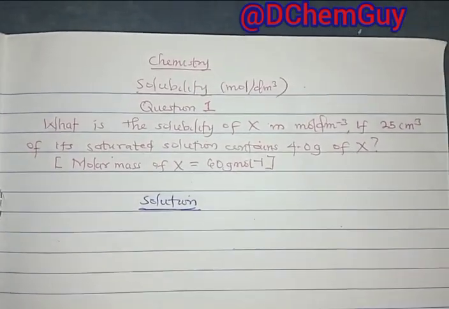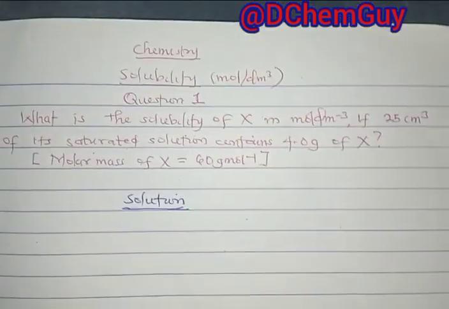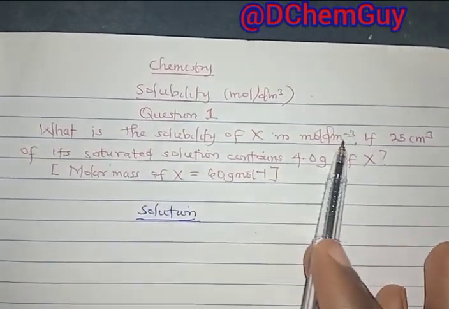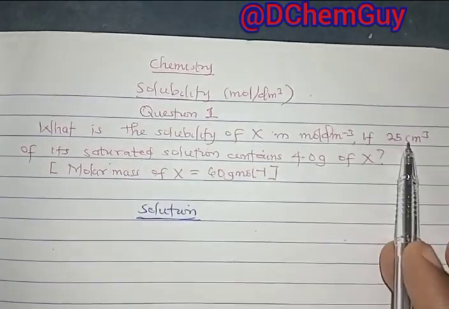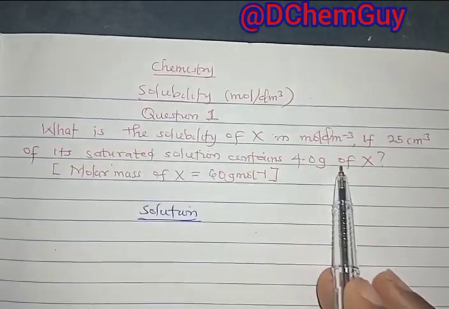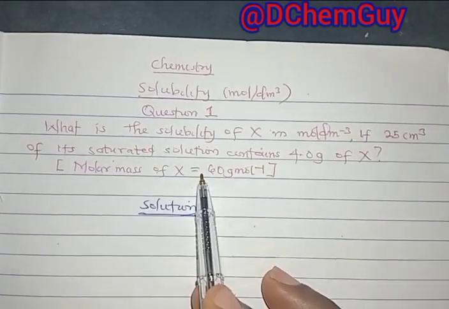Today we'll be solving a few problems on solubility. All right, now let's look at question one. What is the solubility of X in mole per dm cube if 25 centimeter cube of its saturated solution contains 4.0 gram of X, given that the molar mass of X is 60 gram per mole?